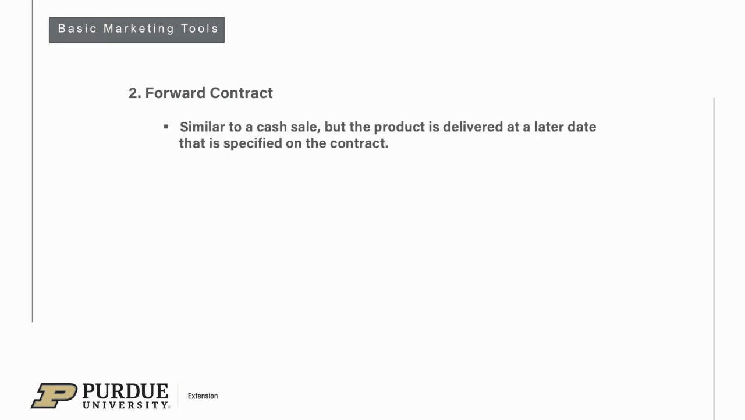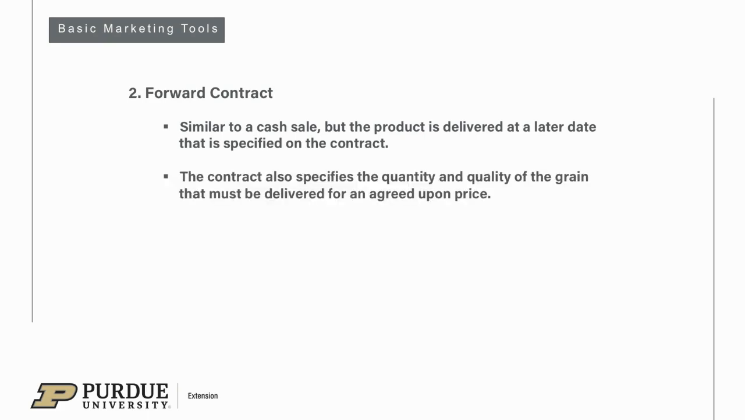The next one is our forward contract. And it's kind of similar to a cash sale, but the product is delivered at a later date that is specified on a contract. So there has to be some discussion beforehand. It's not just show up at the elevator. That contract also specifies the quantity and quality of the grain that must be delivered for that agreed upon price. So it's a little bit more complicated than just our regular cash sales.